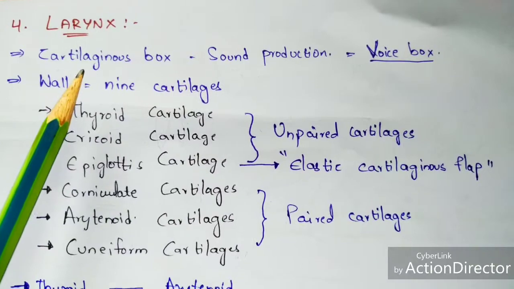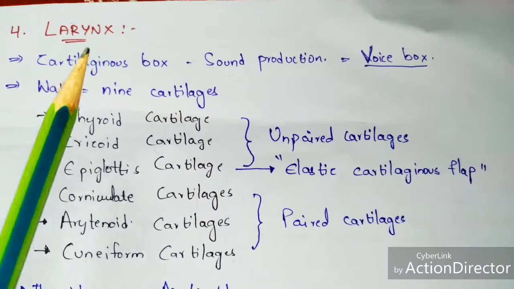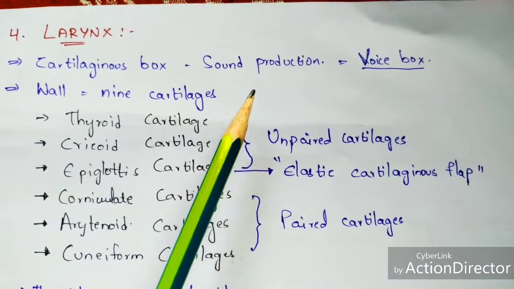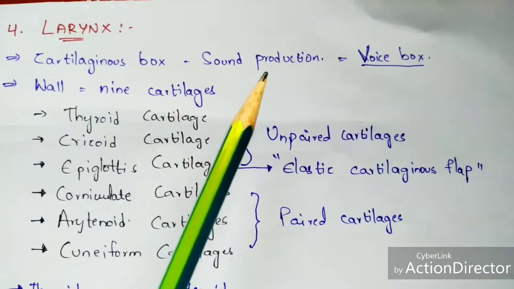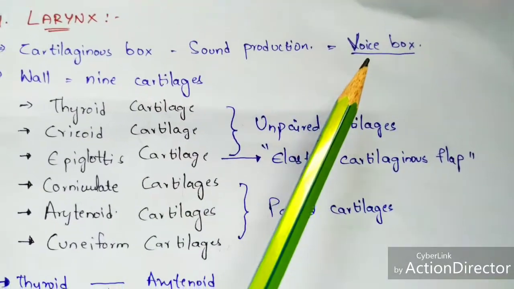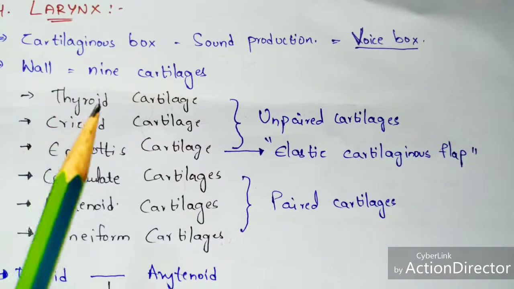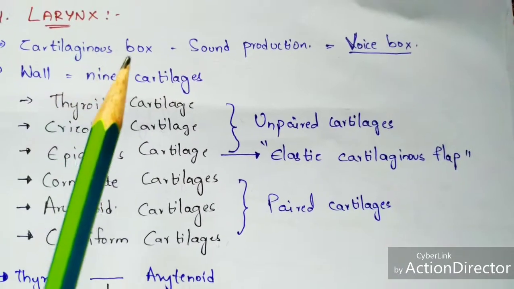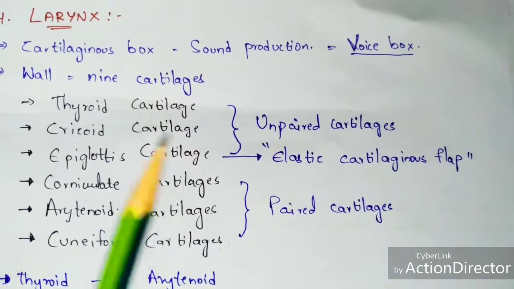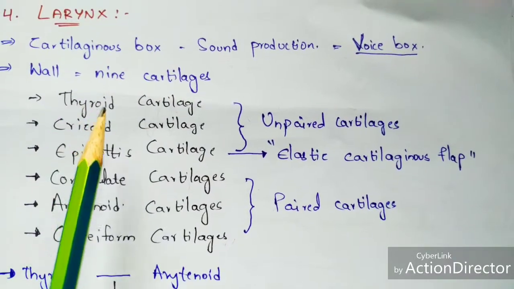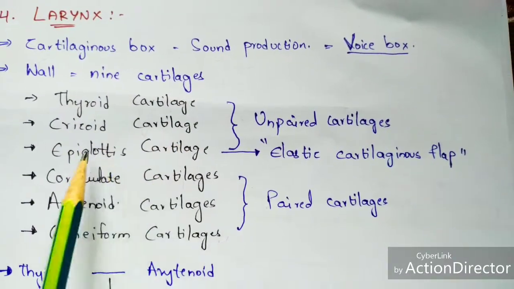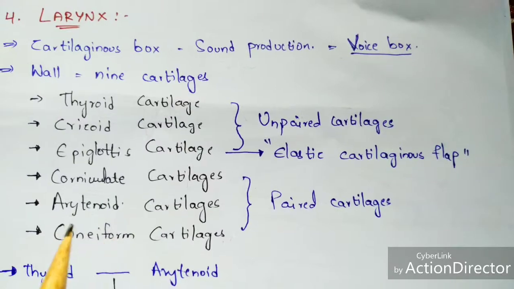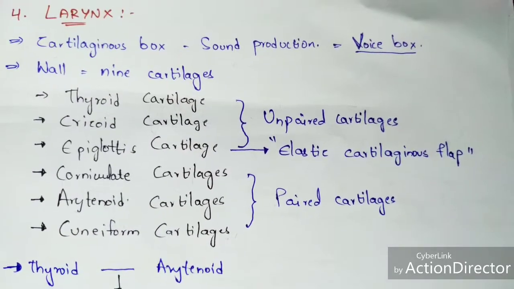This larynx is a hard cartilaginous box, and its major function is the production of sound. As it plays a major role in the production of sound, it is also called the voice box. Normally the wall of the larynx is lined by 9 cartilages. So what are those cartilages? Let us see now: thyroid cartilage, cricoid cartilage, epiglottis cartilage, corniculate cartilage, arytenoid cartilage, as well as cuneiform cartilage.